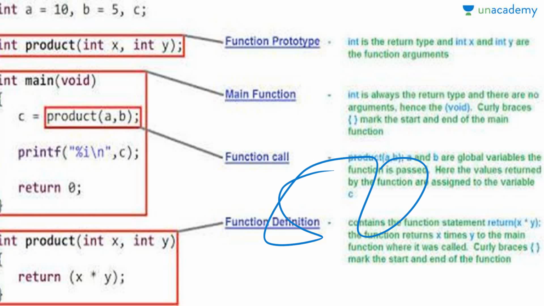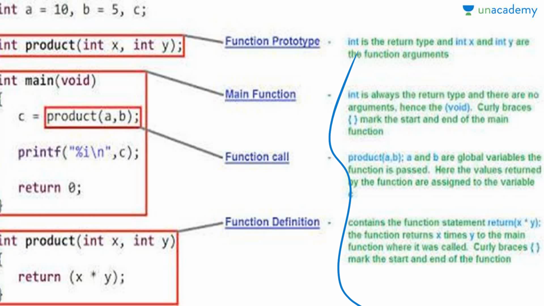So like this, you have the function prototype, main function, function call and function definition, and a brief description of what these are. int is the return type, and int x and int y are the function arguments. Here int is always the return type and there are no arguments, hence the void. Curly braces mark the start and end of the main function, as we know. And product of a comma b are the variables passed to the function, and the value returned by the function is assigned to the variable.